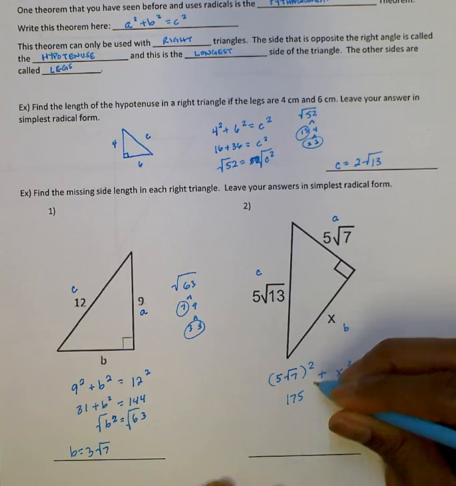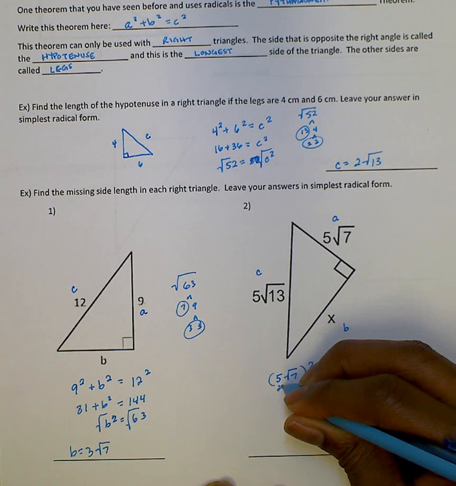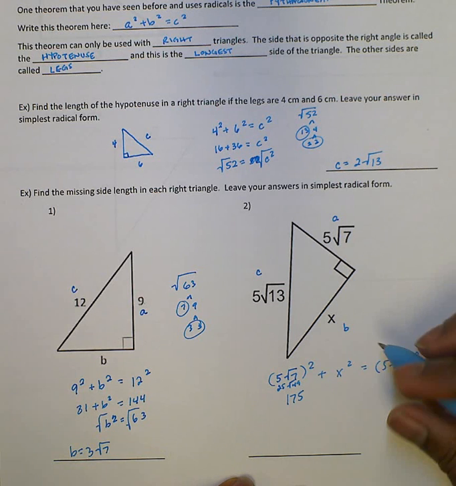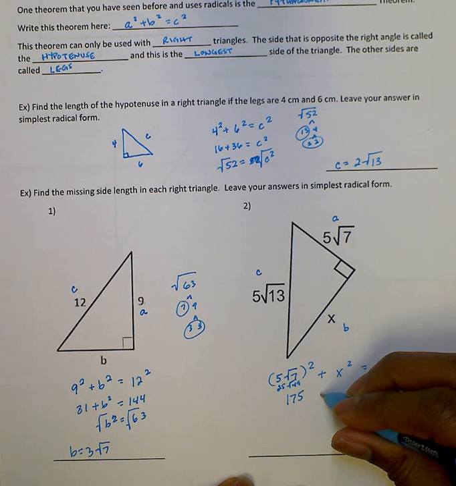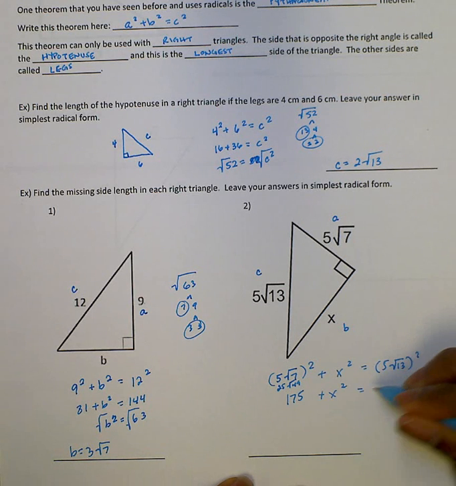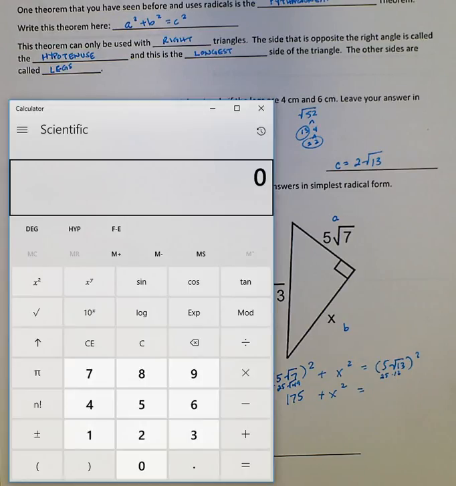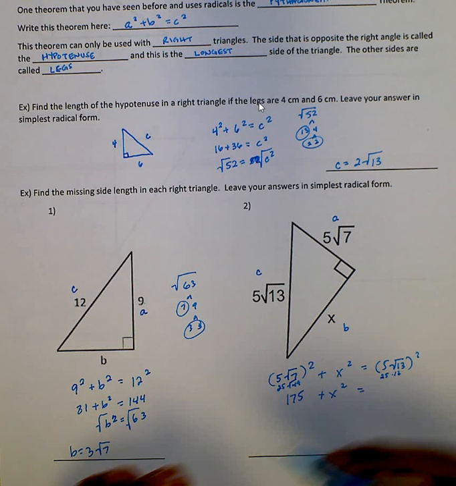Okay. So, because that'll give me 25 times radical 49. Okay, and radical 49 is 7. I'll just leave this as x squared, and this will give me 25 times 13. I'll do that on a calculator. 25 times 13, 325. Okay. Alright, so this is 325.